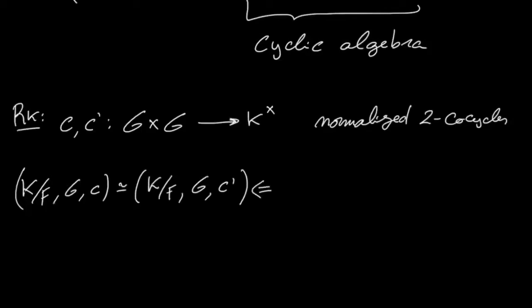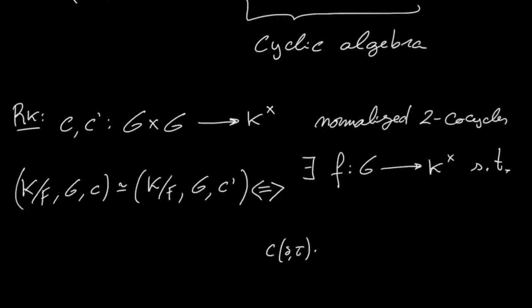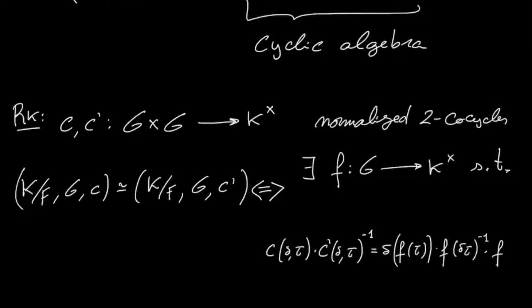And it turns out that they are isomorphic if and only if, so this can be explicitly described, there exists a function f from G to the invertible elements of capital K, such that the following equality holds. When you take C sigma tau multiplied by C prime sigma tau inverse, that is equal to sigma applied to f of tau, and then f applied to sigma tau inverse, and then the value of f at sigma. And this for all sigma and tau elements of G. So we have this description of when two cross-product algebras are isomorphic when we vary this normalized Tuchel cycle.